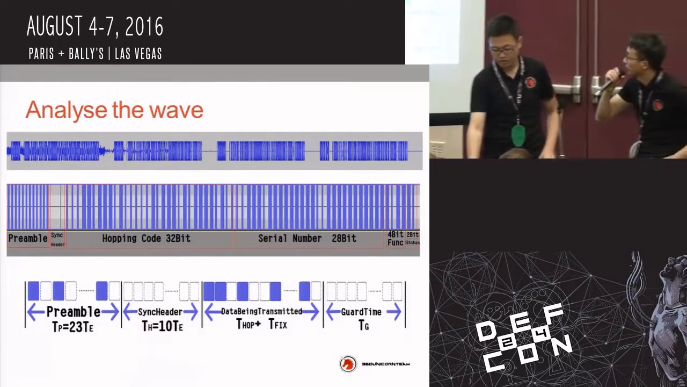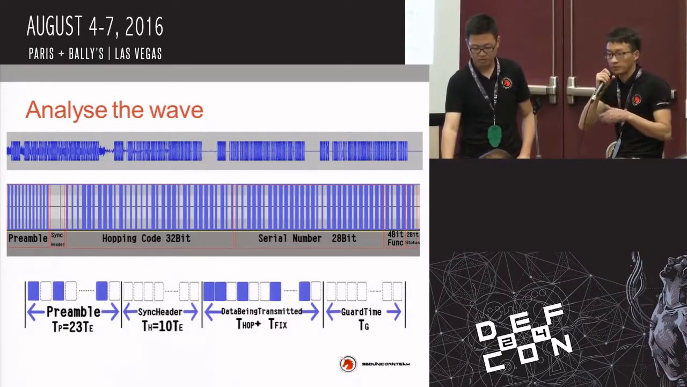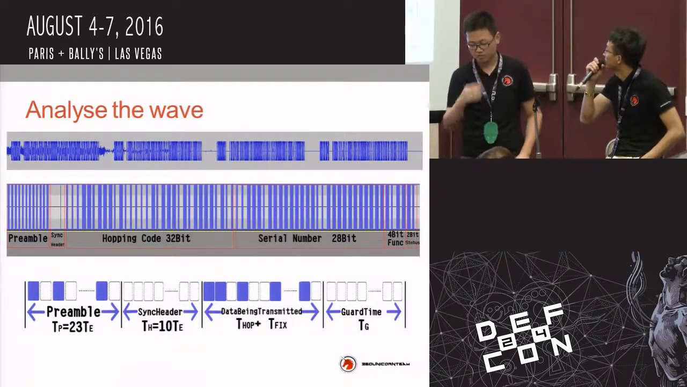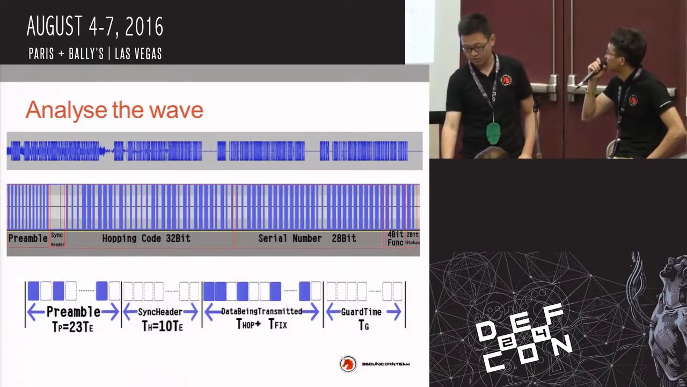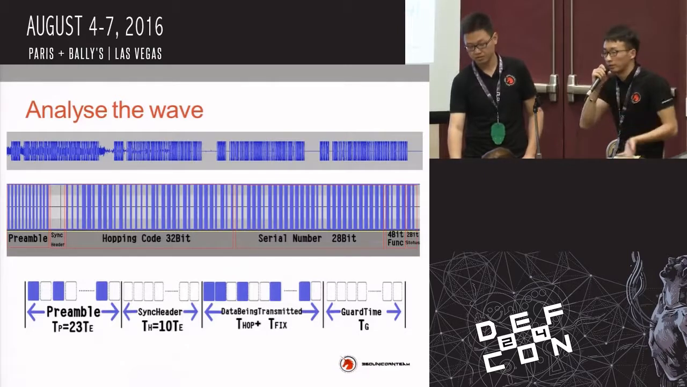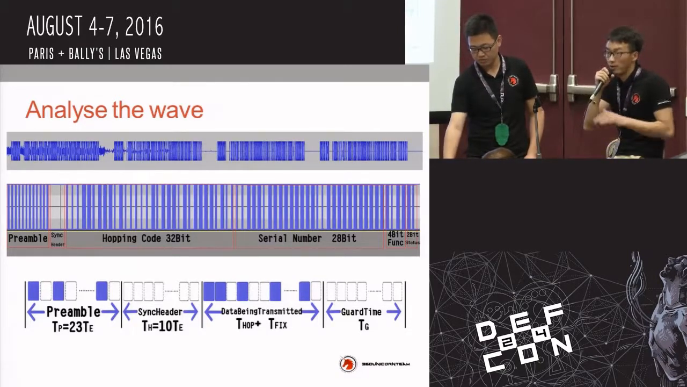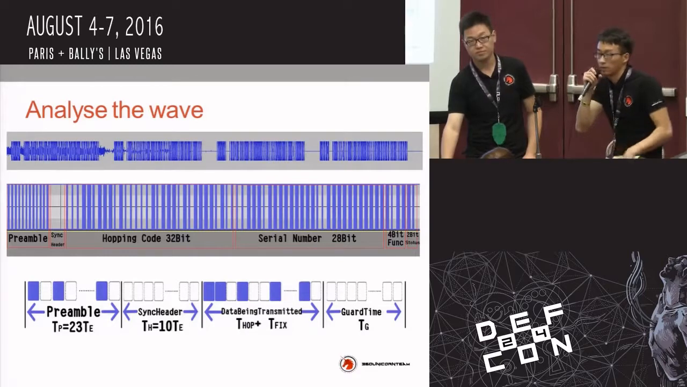Actually, the hopping code is the result of the encryption that is employed by the car immobilizers. We'll explain that later. The 28-bit serial number is unique to the key fob. And the 4-bit function code is used to tell the car what action to perform, like open the door, close the door, or open the trunk.